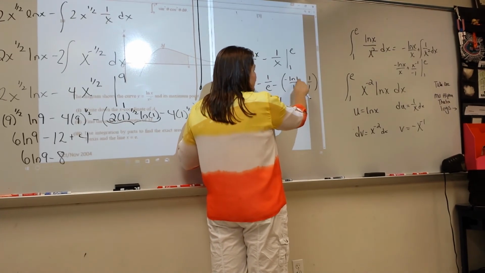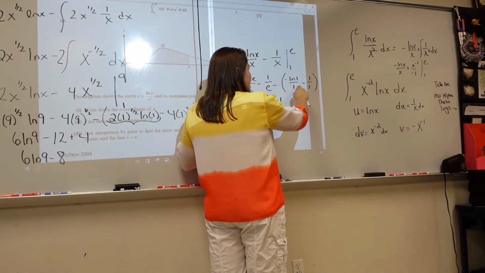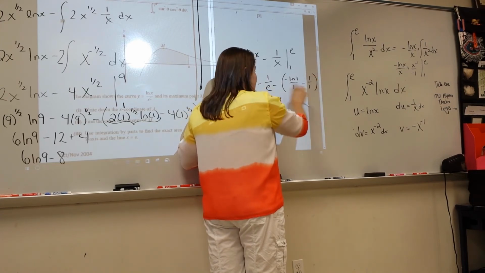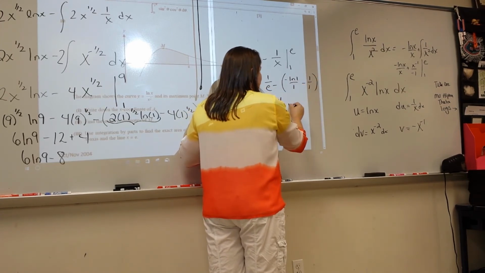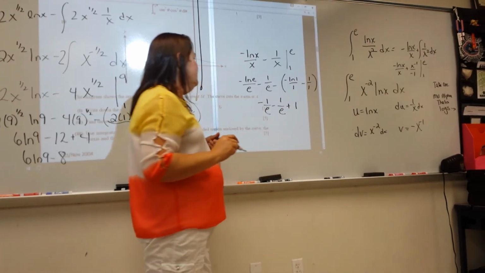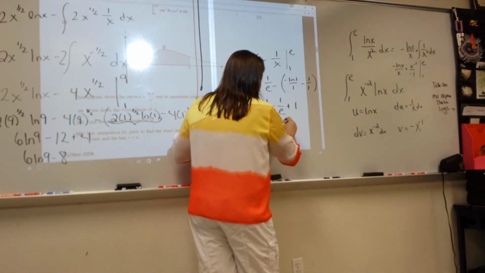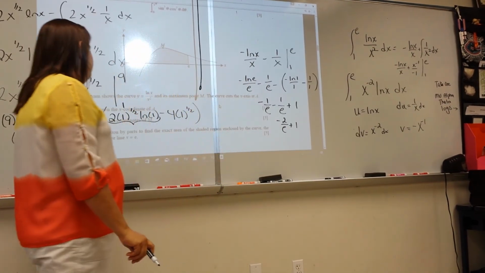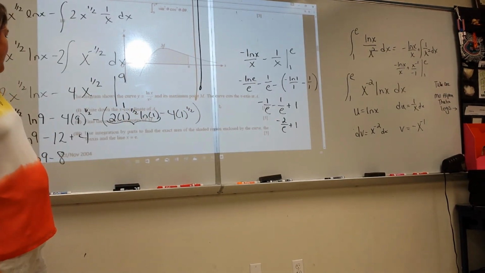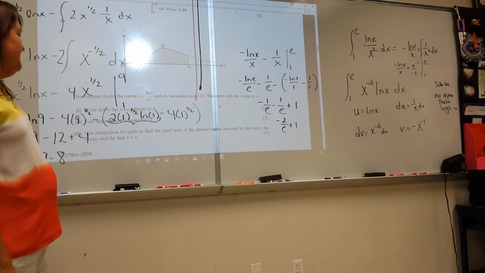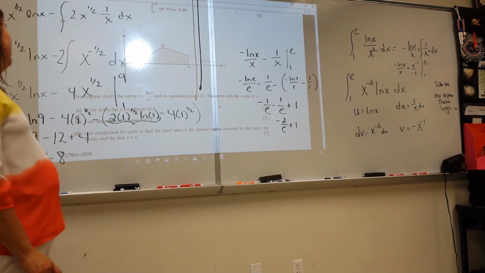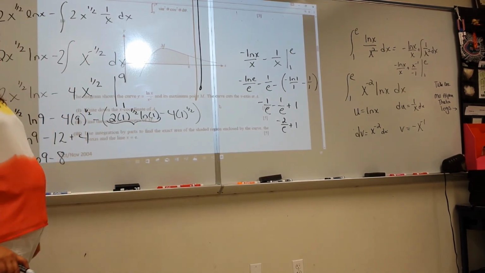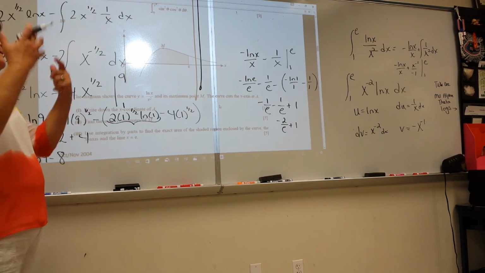And then what is ln of 1? 0. So 0 divided by anything is 0. 1 divided by 1 is 1. So two negatives make a positive. And so I've got negative 2 over e plus 1. Negative 1 over e. You can't combine, and you just leave it like that. It just says use integration by parts, not by pants, nor by farts, by parts.